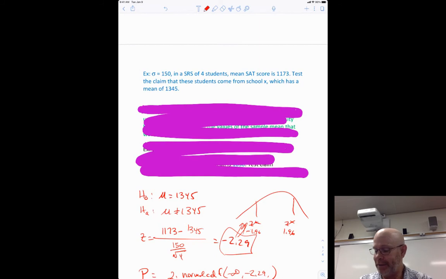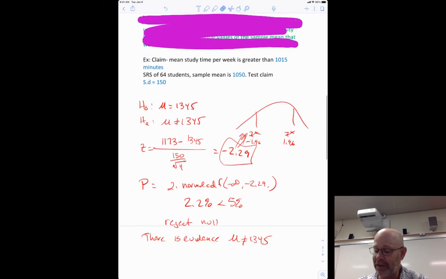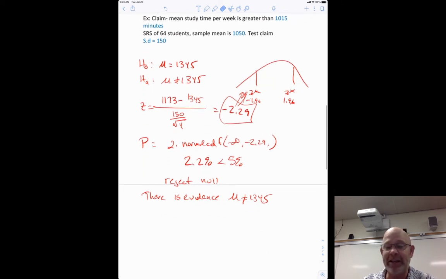All right. Next example is a one-tailed test. So this time the claim is the mean study time per week is greater than 1,015 minutes. In a simple random sample of 64 students, the sample mean is 1,050. Test the claim. And they tell us the standard deviation is 150. Again, we'll assume normal distribution.